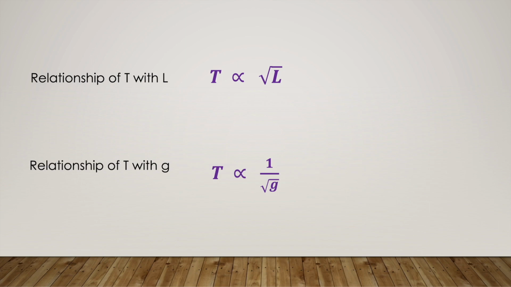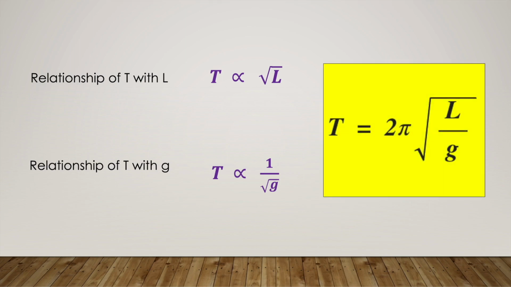Now when we combine both these equations, we get another equation, and that equation is T is equal to 2 pi under root L upon g. So this is the equation that we are going to use to solve numerical problems. But for now, let's have the summary of this video.